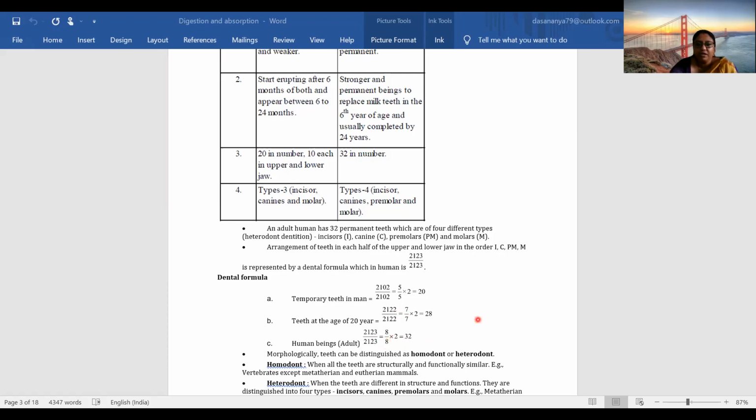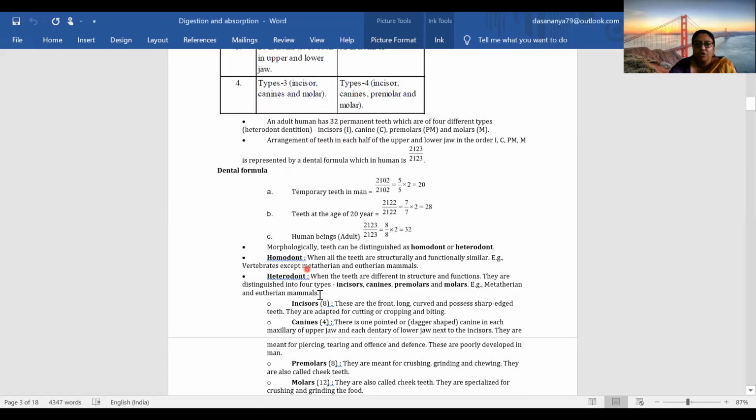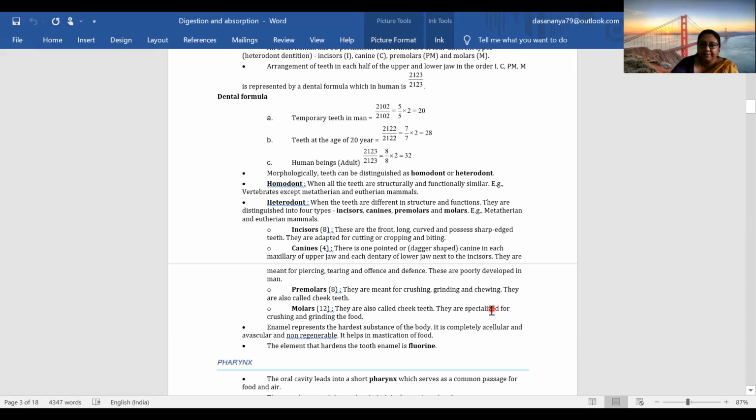So when I'm talking about teeth, we should know homodont and heterodont. So what do you think? We are homodont or heterodont, beta? Heterodont. Because we have many types of teeth. All our teeth are not the same. But there are some animals like eutherian animals or metatherian animals. They have homodont teeth. All teeth are the same. But we have 4 types of teeth.